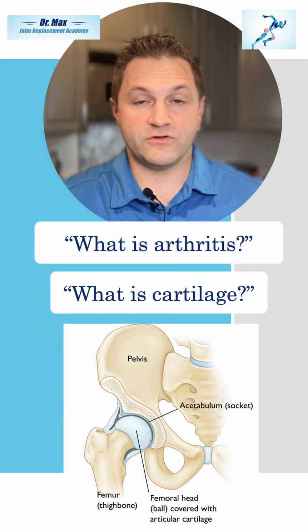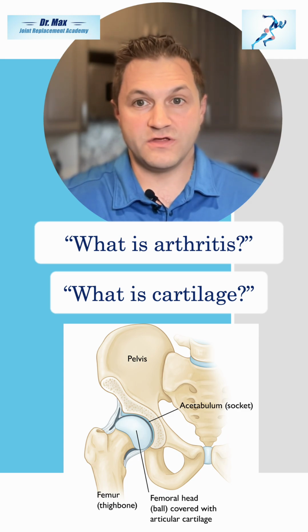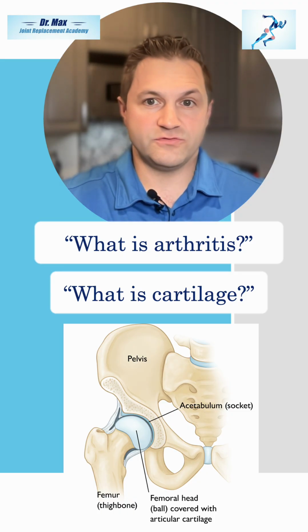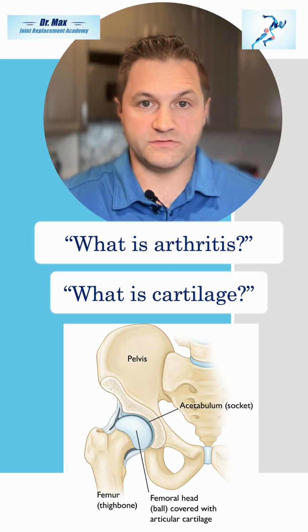In order to understand what arthritis is, we need to first understand what cartilage is. Cartilage is the protective coating on the mobile ends of bones that lives between the ball and socket joint of the hip. It allows the joint to move and pivot with zero friction and zero pain under normal conditions.